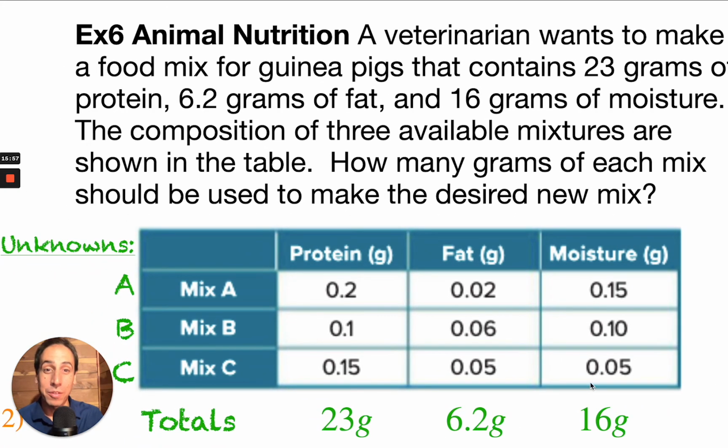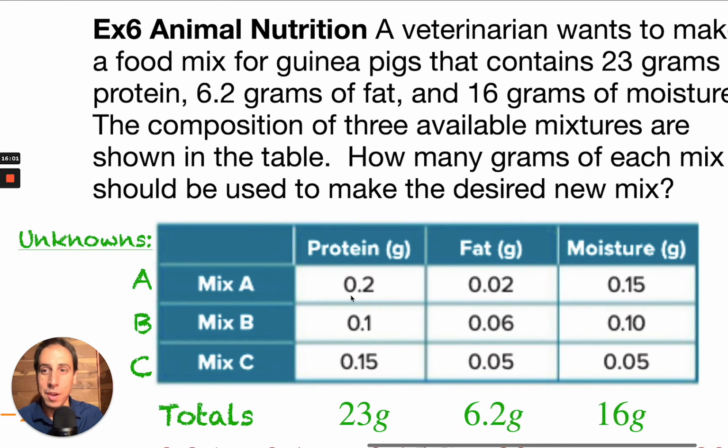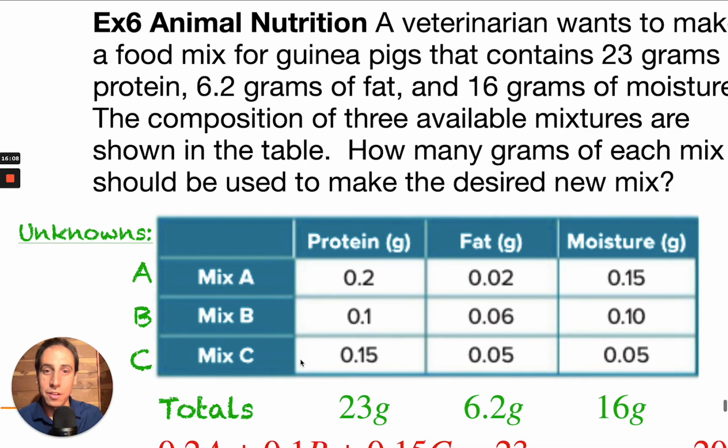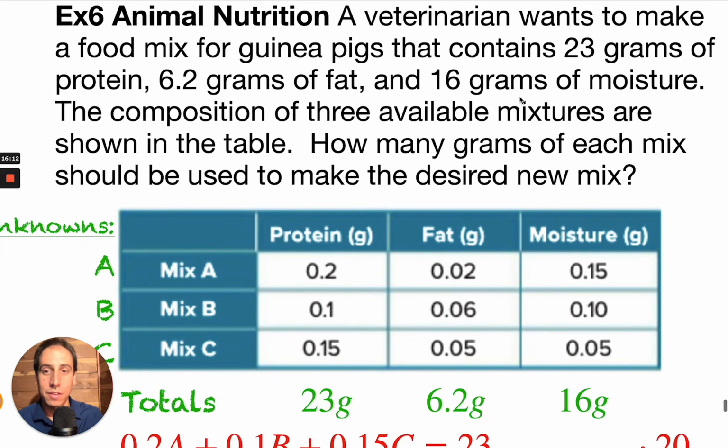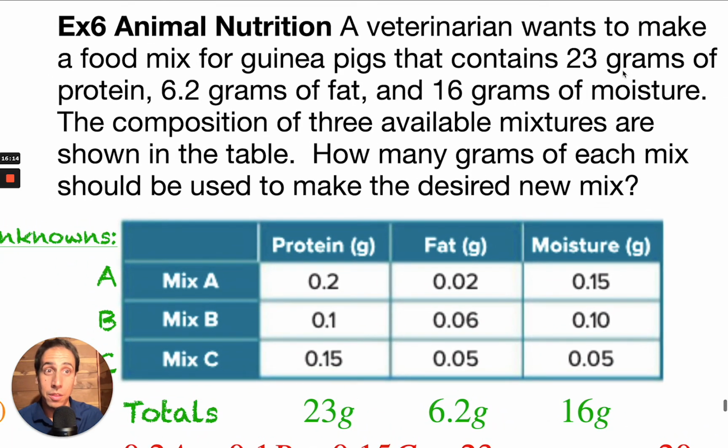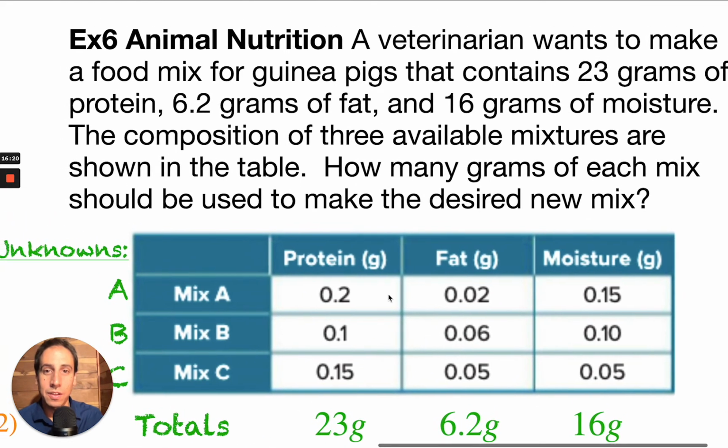This is a 3x3 table. It screams 3x3 systems of equations. The unknowns are just going to be a, b, and c. How much of a, how much of b, how much of c are we going to use? The totals are given in the word problem. 23 grams contains a total of 23 grams. Boom. 6.2 grams, 16 grams of all these. Each of these vertical columns can become an equation.